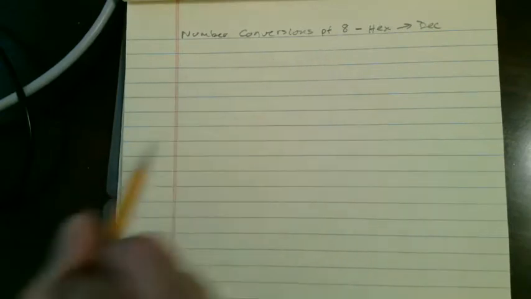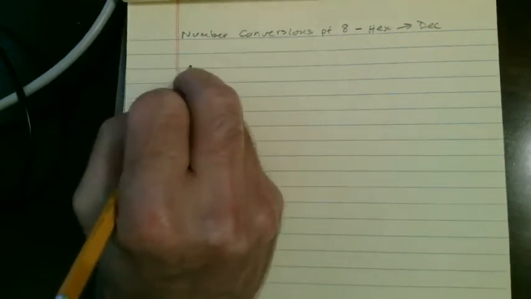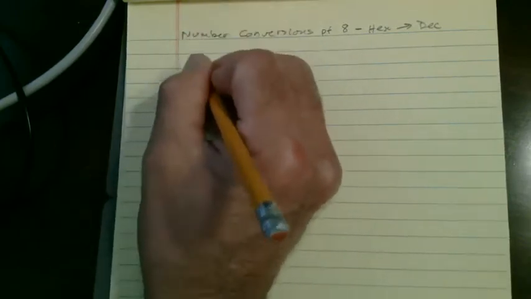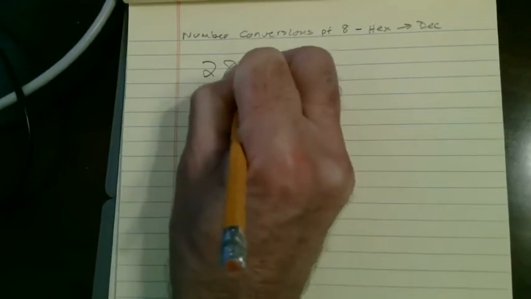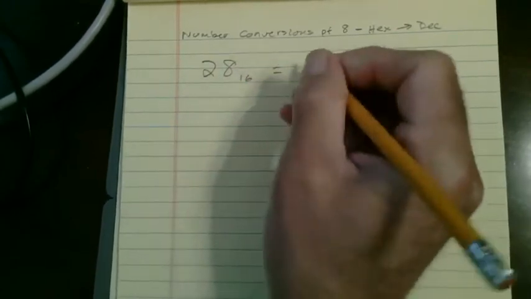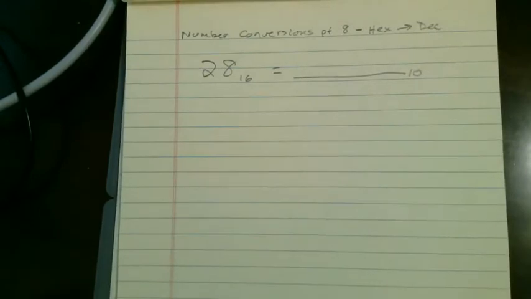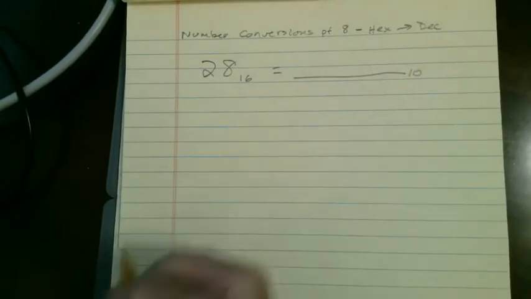We're going to be converting from hex to decimal numbers. Hexadecimal numbers are base 16 numbers. Say, for instance, I've got a number like 28 base 16, and I want to find out what that equals as a decimal value or a decimal quantity.